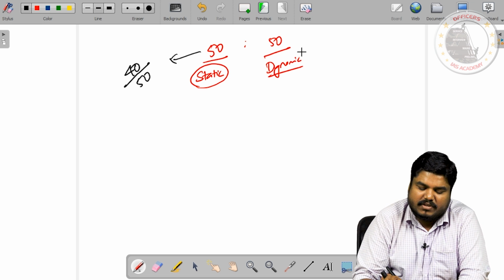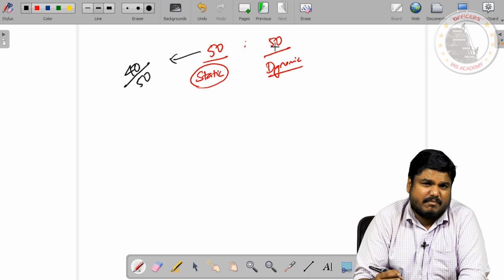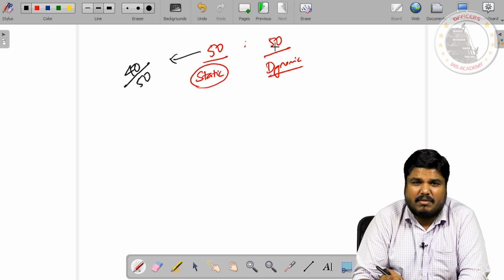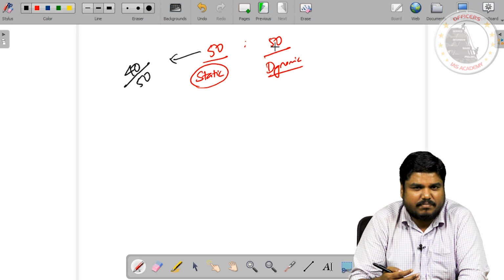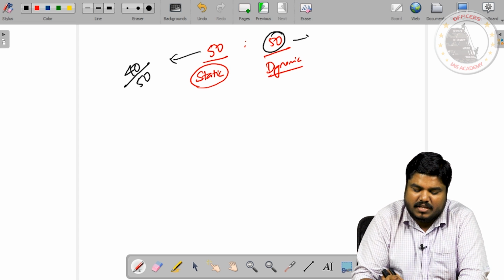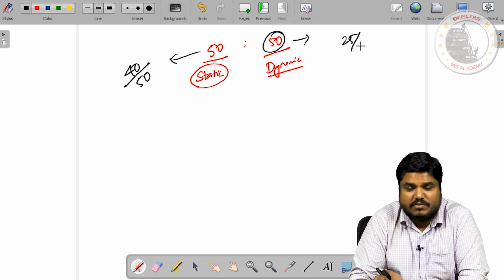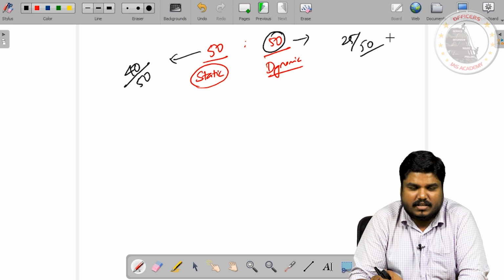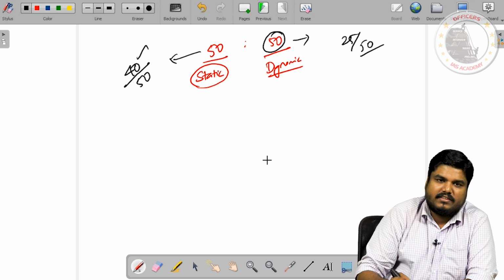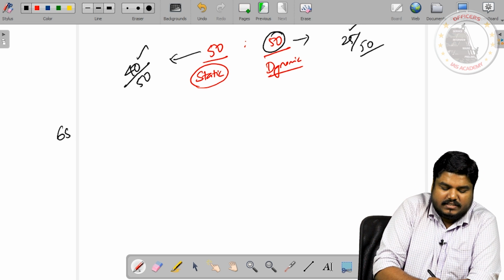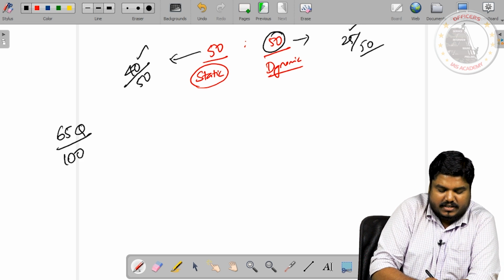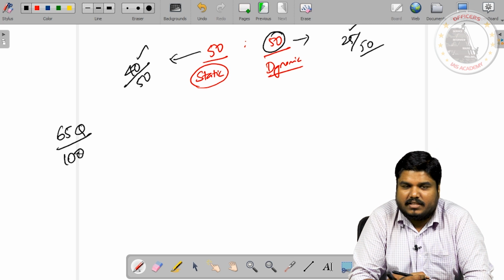So, out of these 50 dynamic questions, because they have not given more contribution to dynamic in their preparation, assume they are able to attend 25 questions out of 50. So, they have attended 40 in the static, 25 in the dynamic. Overall they have attended 65 questions out of 100, but this is not sufficient.